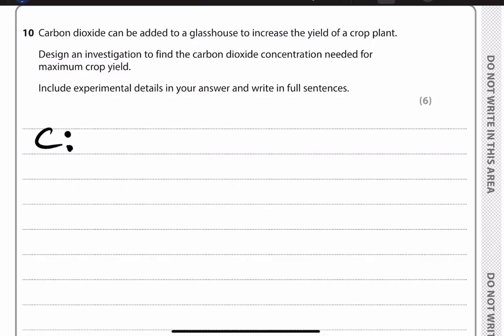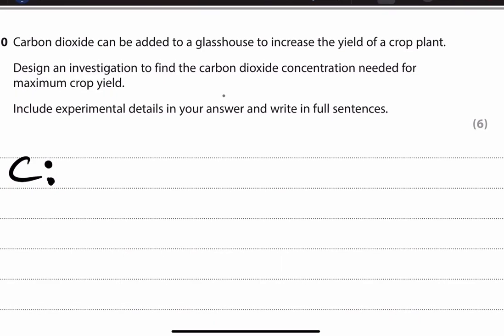So C, change, right? What are we changing? Well, we want to find the carbon dioxide concentration needed for maximum crop yield, okay? So the thing we're changing is the amount of carbon dioxide.